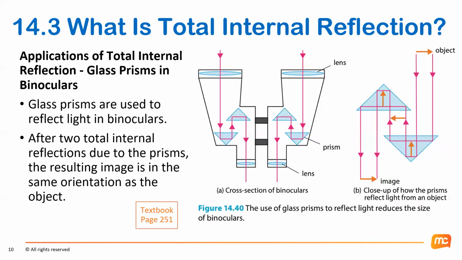Next, these are some of the applications of total internal reflection. We use a lot of total internal reflection in glass prisms, in some of the lenses, in some of the cameras, in some of the binoculars.